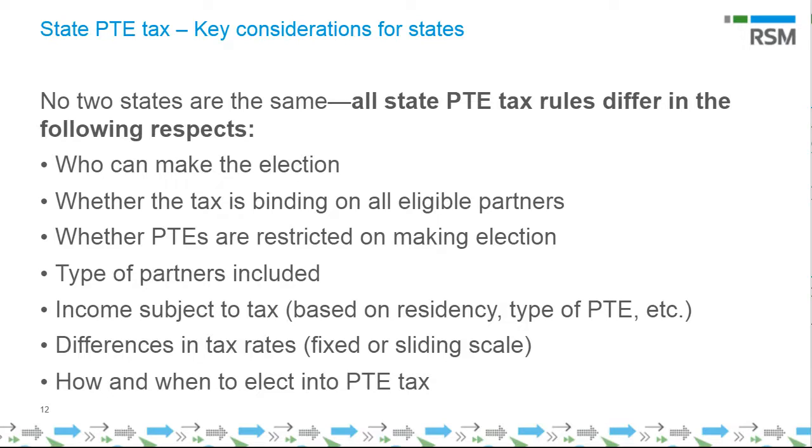Some states may have a pass-through entity election that binds all members or all owners to the election and includes their distributive share in the tax computation. Others may be more flexible, like California, where an individual may opt in and out and plan individually on their end.